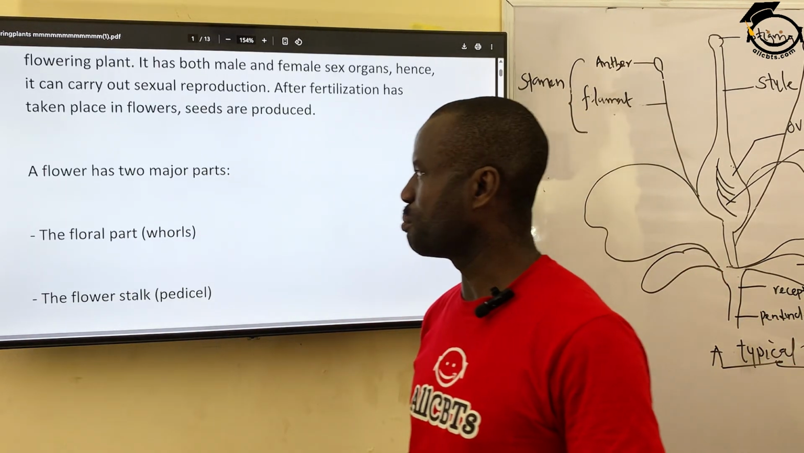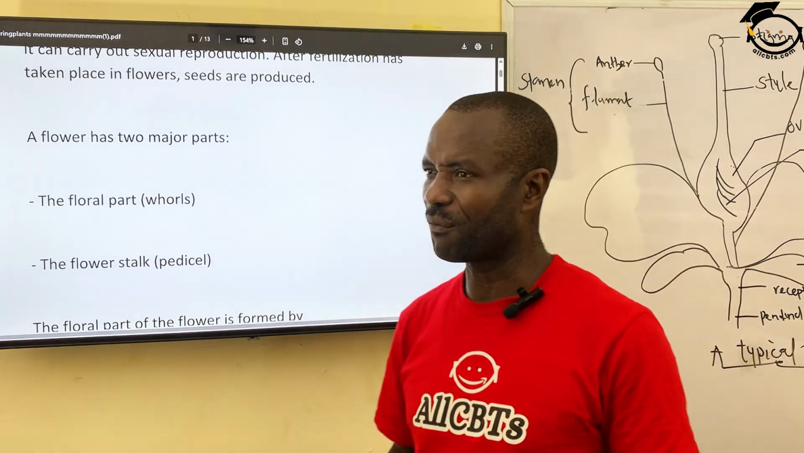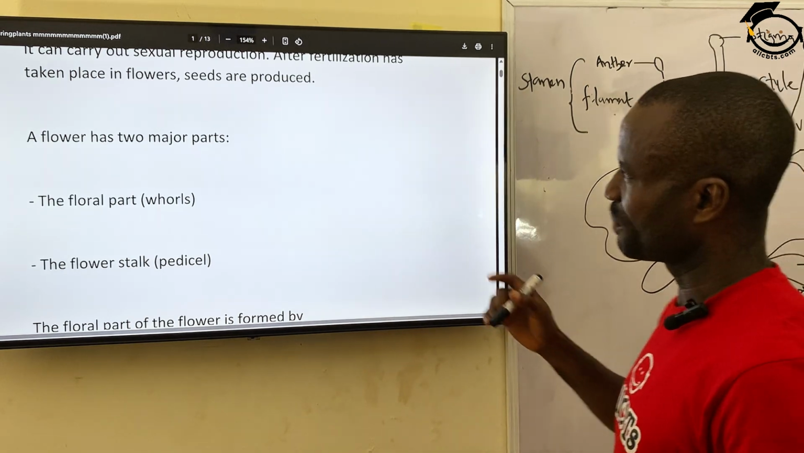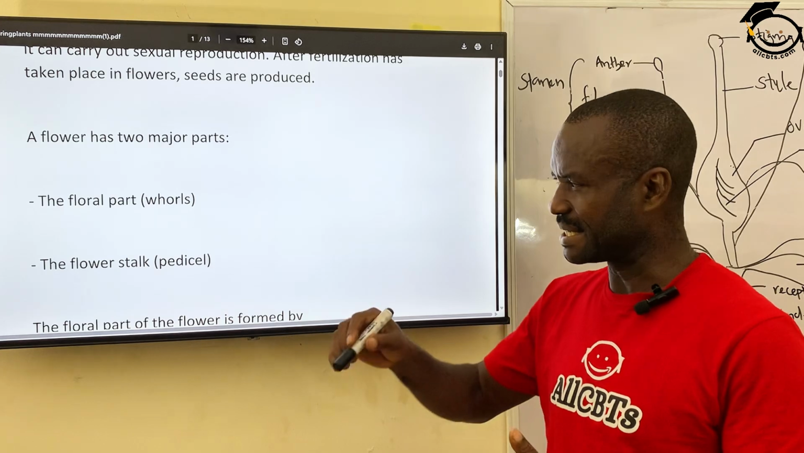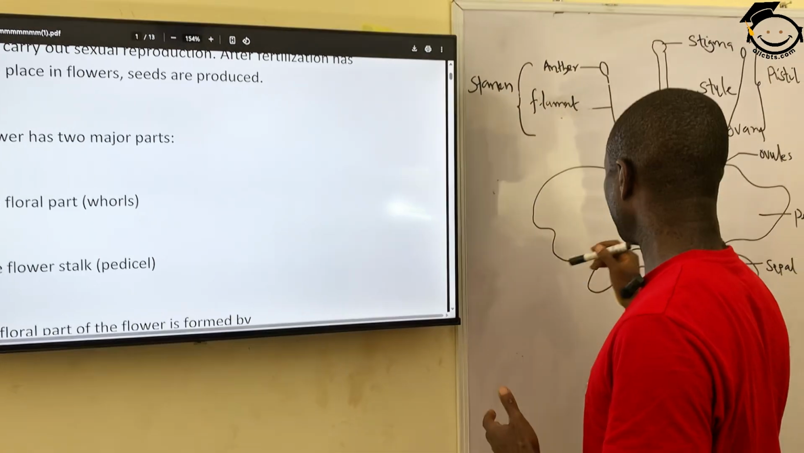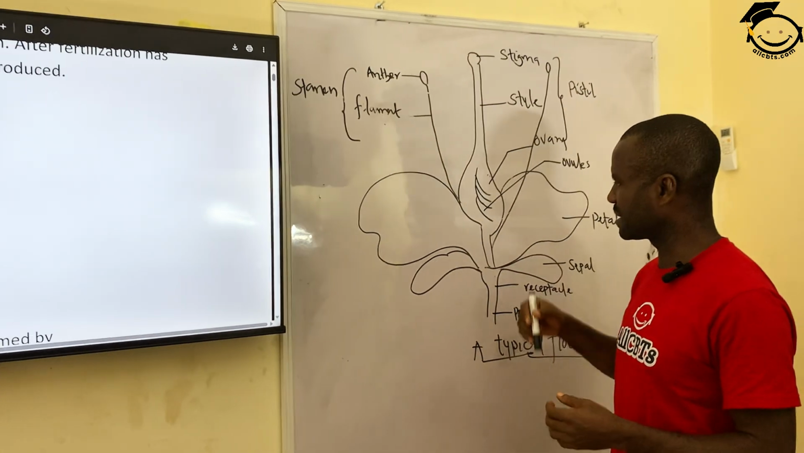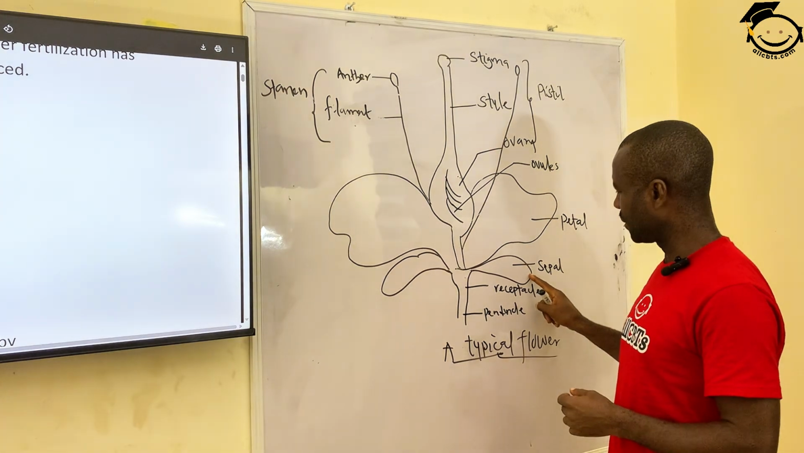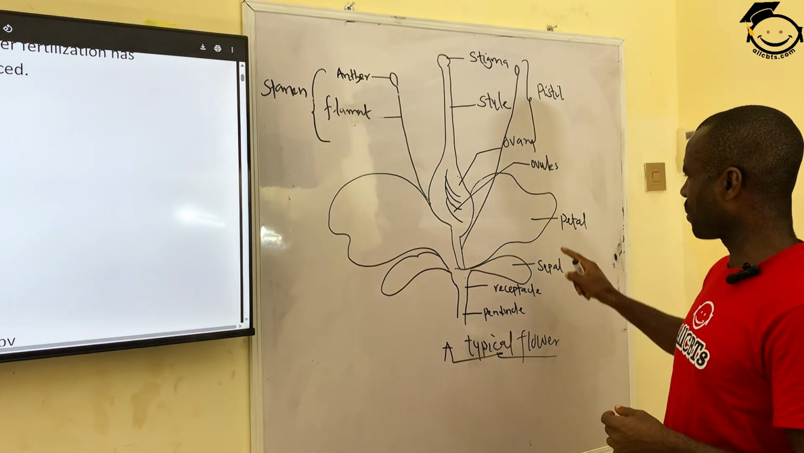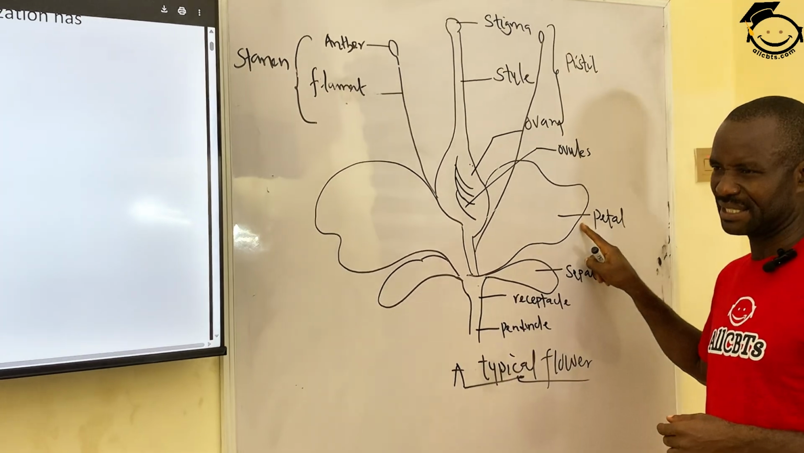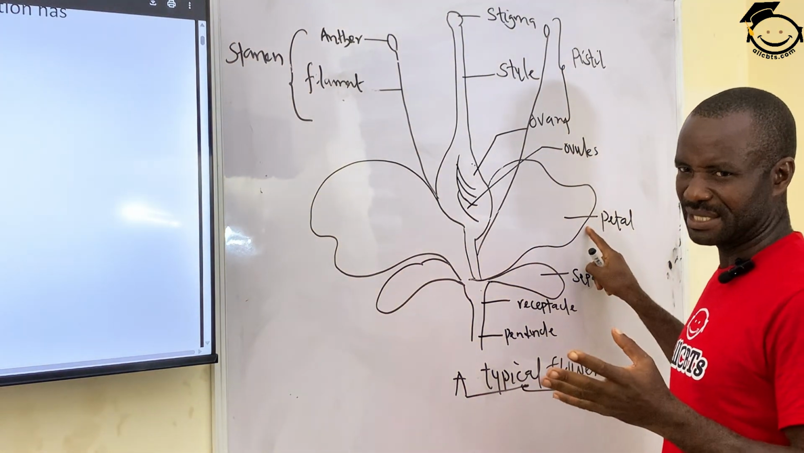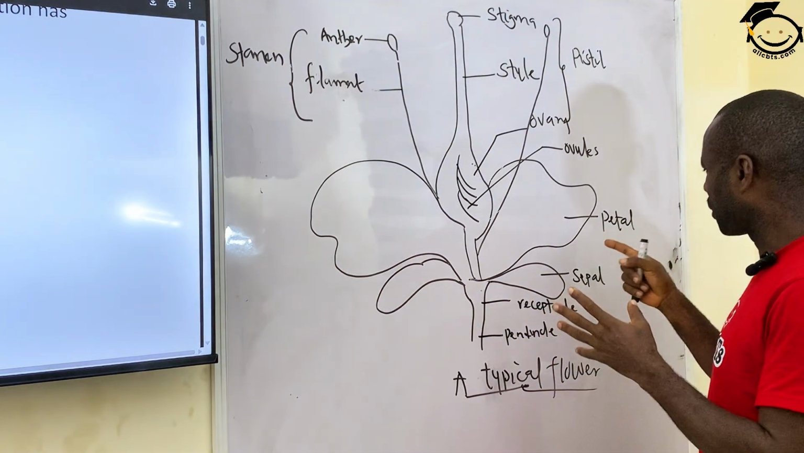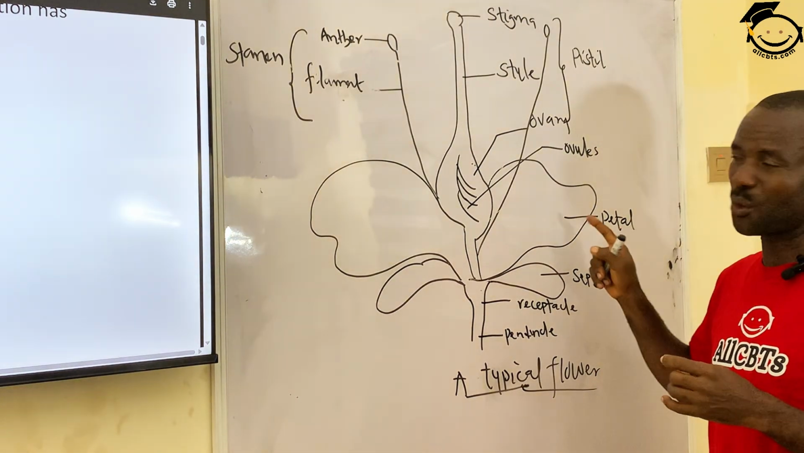A flower has two major parts. We call them floral parts. You can have a typical example of a flower in this diagram. These are called the floral parts. We have what we call the sepal, otherwise known as the calyx. Then we have what we call the petal. The petal is the brightly colored part, the conspicuous part, that is the part that is easily seen. The colored part of a flower is called the petal or corolla.